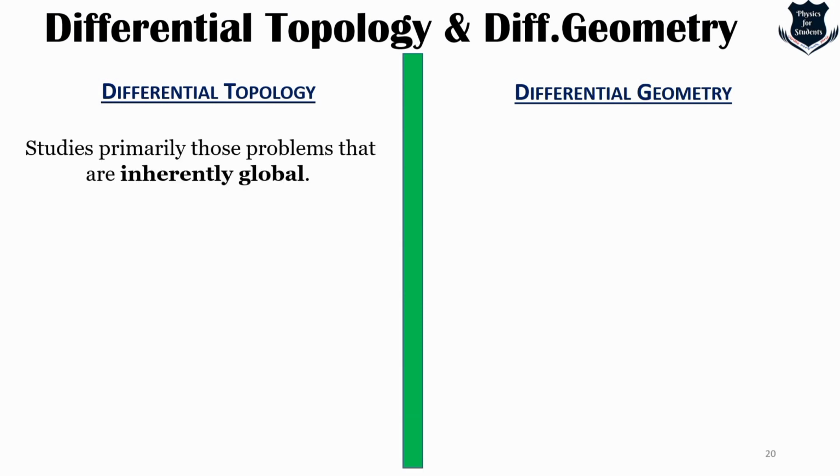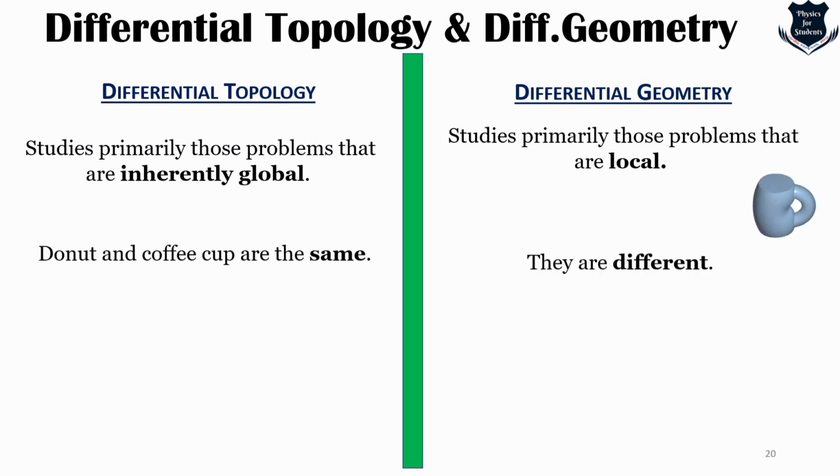Now, obviously, when we talk of differential topology, there comes a distinction between differential topology and differential geometry. Just a quick look. One major difference lies in the nature of the problems that we deal with. Differential topology distinguishes itself from differential geometry by studying primarily those problems that are inherently global. Topology, as I have earlier discussed, deals with the global, whereas differential geometry studies primarily those that are very local.